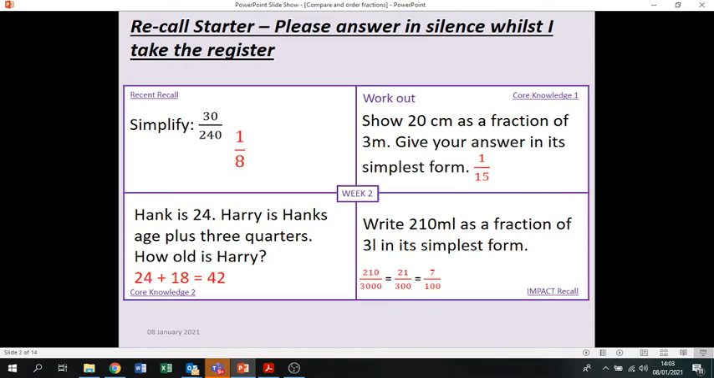Okay, so here's the answers. So the first one then, you should have simplified that down to 1 over 8. Second question would have been 1 over 15 once you've simplified it. Third question, you'd have got 24 plus 18, which would have given you that Harry is 42 years old. And then the fourth question, you should have started off with 210 over 3,000, which would have simplified down all the way to 7 over 100.